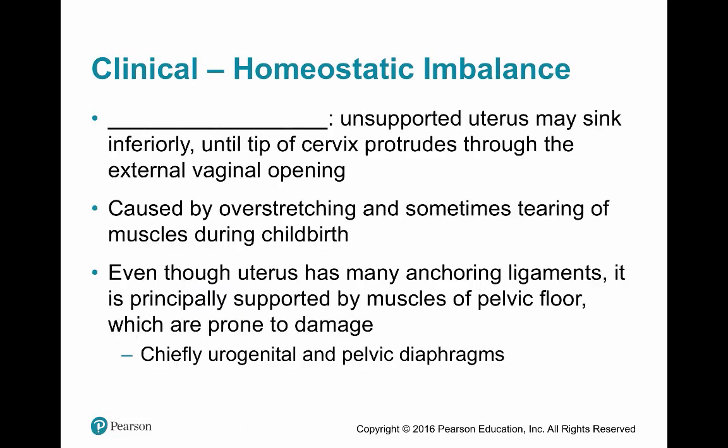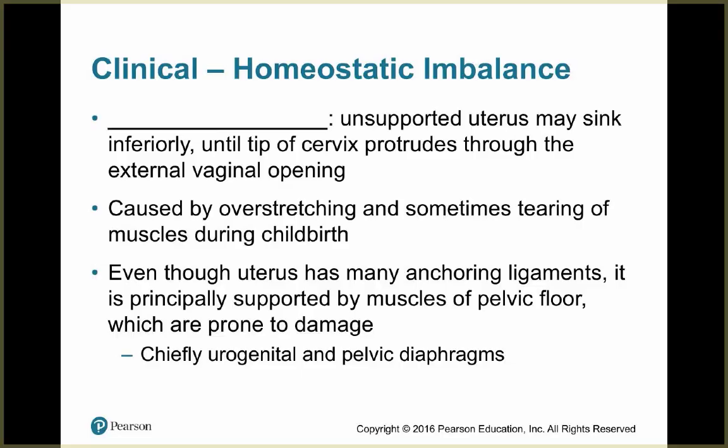Now, this is not the only homeostatic imbalance. Basically, an unsupported uterus may sink inferiorly until the tip of the cervix protrudes through the external vaginal opening. And this is known as a prolapse of the uterus.